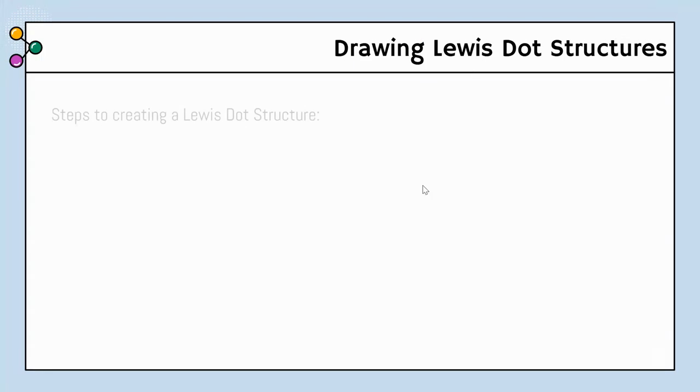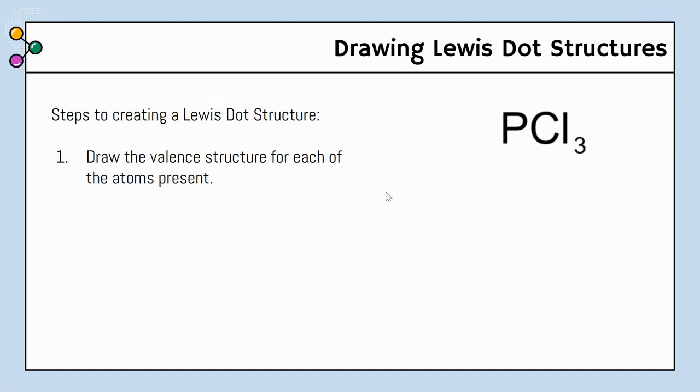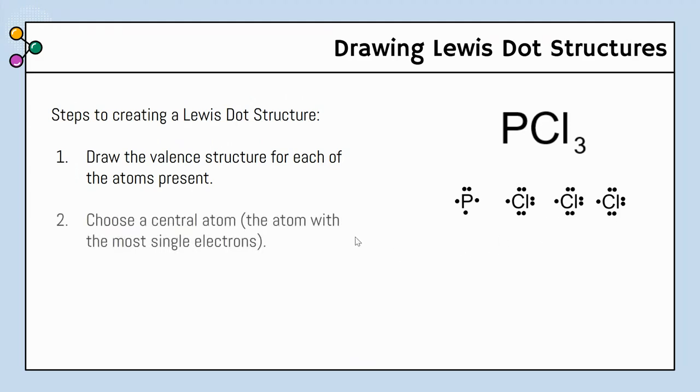Drawing Lewis dot structures, we have a couple of steps. If I have, say, my PCl3 here, my first step would be to draw the valence structure for each of the atoms solo. I can see phosphorus has 5, 1 pair and 3 singles. Each of the chlorines has 7, 3 pairs and 1 single each. My second step would be to choose my central atom, the atom with the most single electrons. Looking back, I can see that is my P for phosphorus. Put that right in the center.